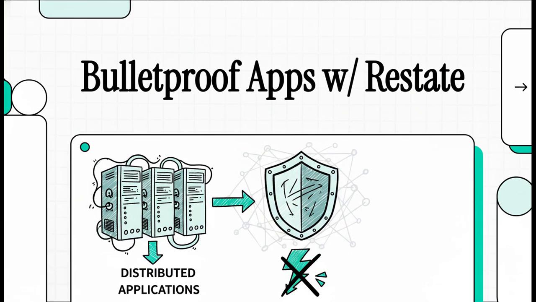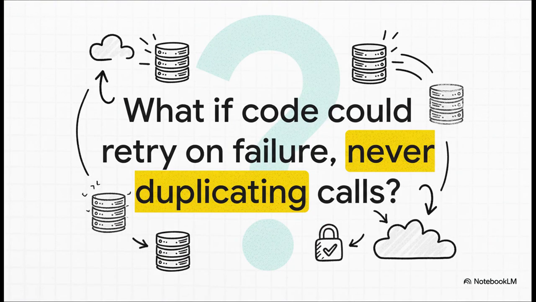All right, let's talk about one of the biggest headaches in modern software: building distributed apps that just work, no matter what you throw at them. We're going to dive into how you can build truly bulletproof applications. I mean, just think about this for a second. What if you could write your code, your core business logic, and know for a fact that it would finish exactly one time, even if servers crash, networks fail, or the whole system restarts? That's the incredible promise we're going to unpack today.